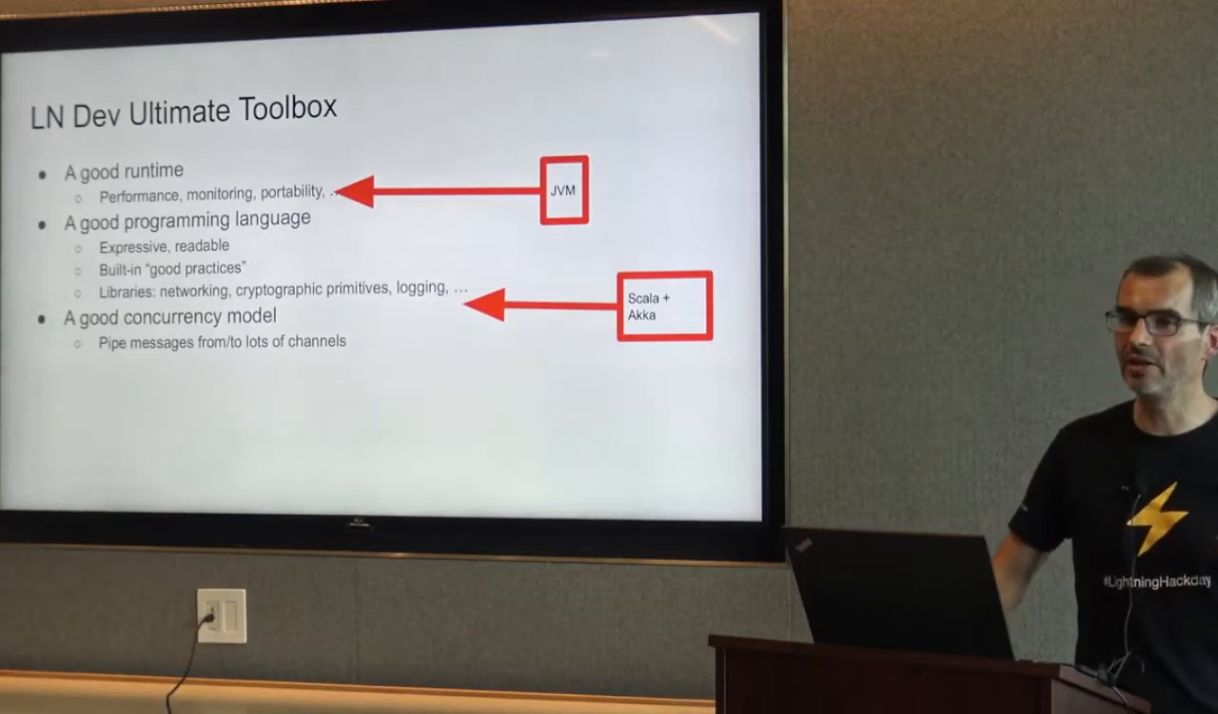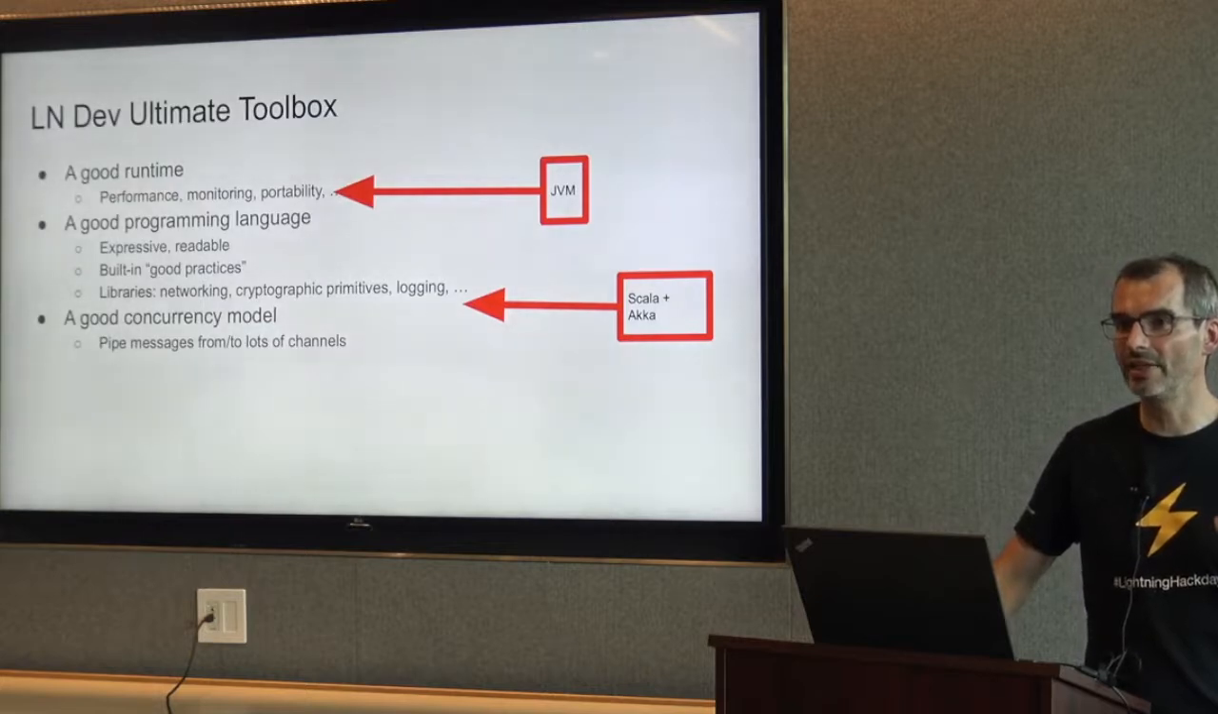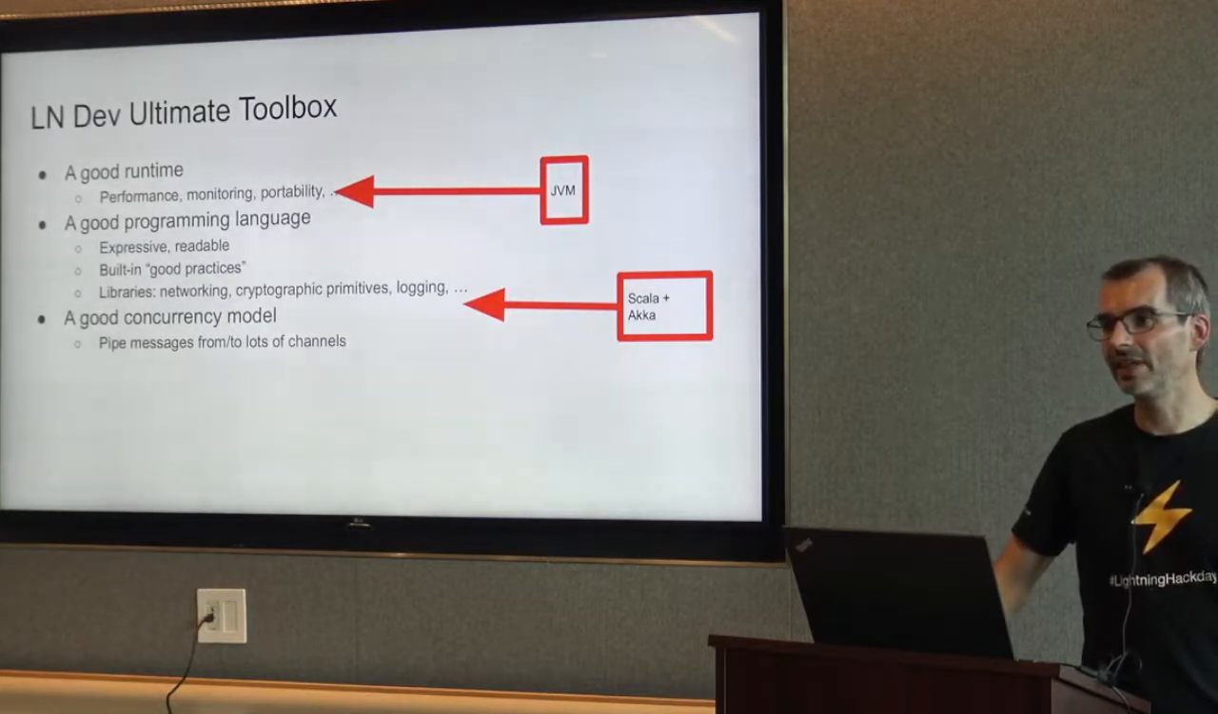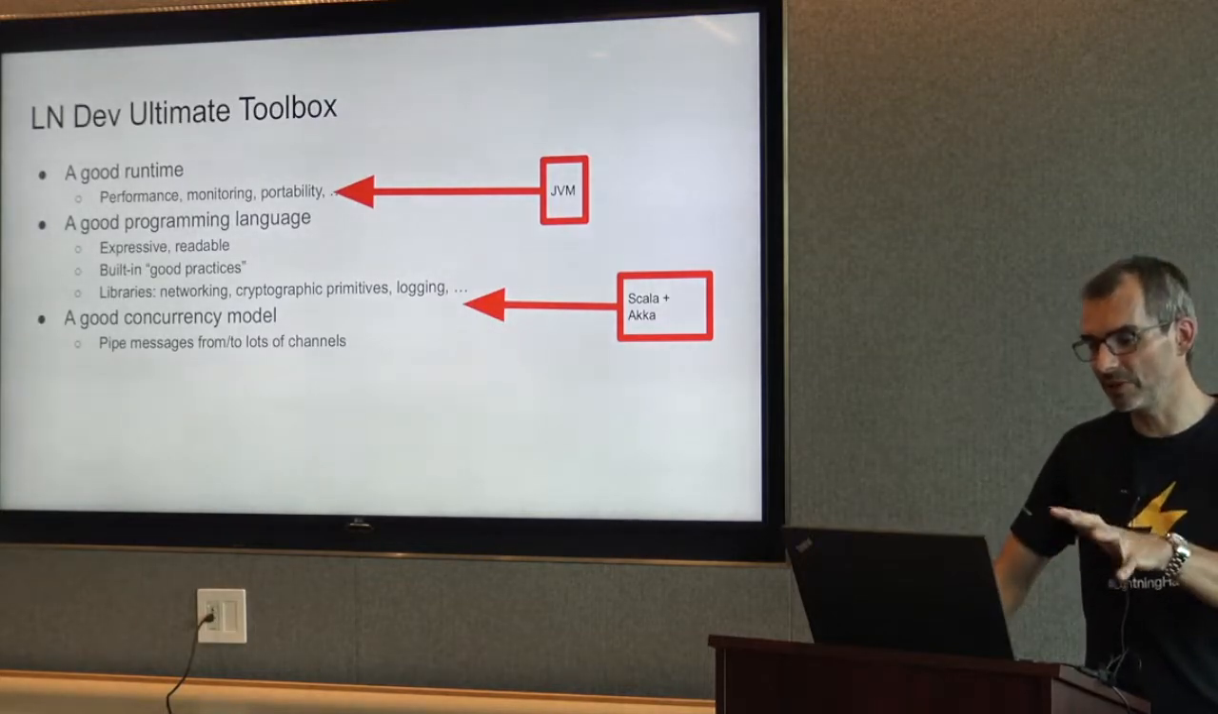And the language and tools we use are mostly Scala and Akka. Who has heard of Akka? Okay, Akka is an amazing concurrency tool, and I will explain how it works later.